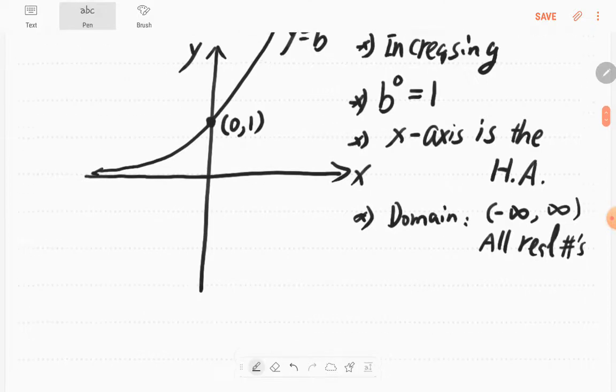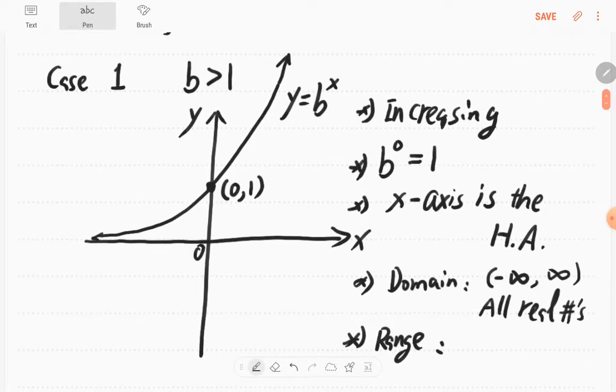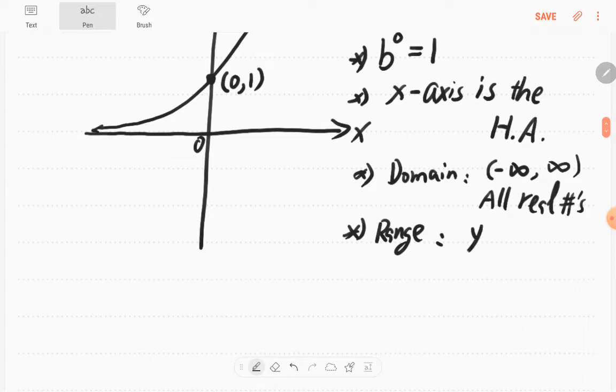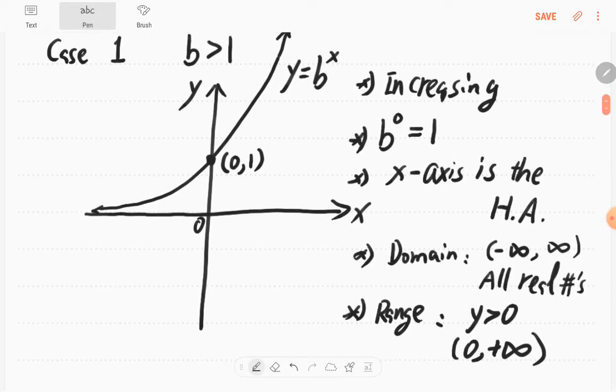And the range, which is the y values on the curve, right? So you can see the y value on this curve is y greater than 0. Y cannot be 0, right? Because the x-axis has y equals 0, but this curve will never touch or cross the x-axis. So the range is y greater than 0. So in other words, from 0 to positive infinity. Okay, so this is for the first case.